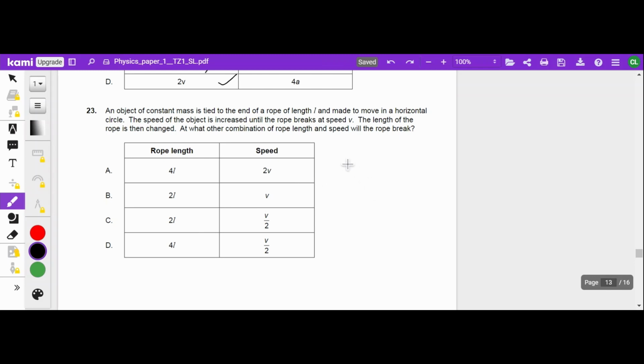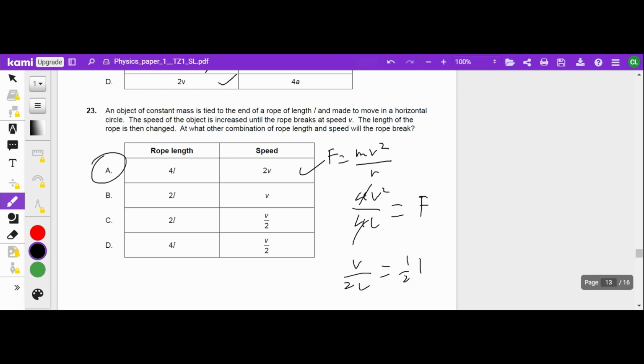For this one, you can just trial and error each option to see if it works. So F equals mv squared over r. If your rope length was 4 and your v was 2v, then it'll become 4v squared. So the 4 cancels out, so the force stays the same. So this will be the same. If it were this, for example, v over 2l, then the force would be half. So it wouldn't. And for this, it'll just get smaller and smaller.